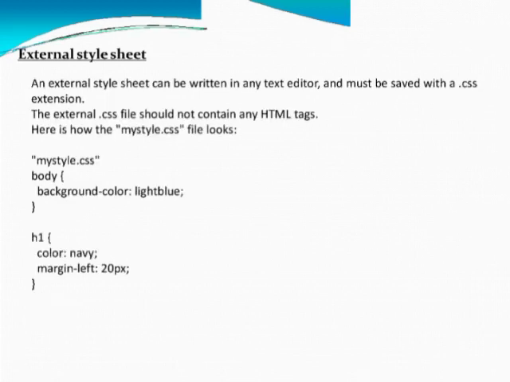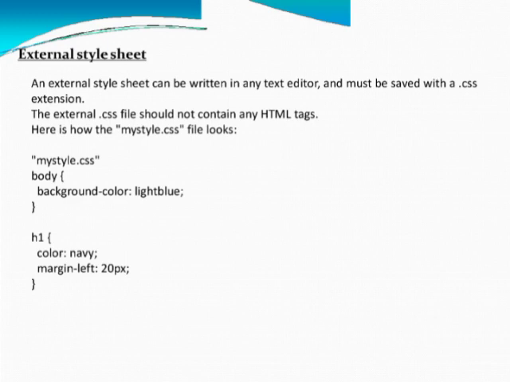An external style sheet can be written in any text editor and must be saved with a .css extension. The external .css file should not contain any HTML tag. Here we will give the mystyle.css file that looks like this: the body tag.